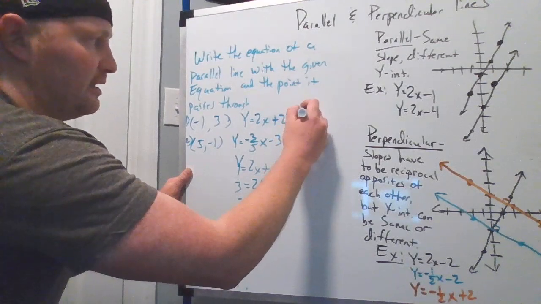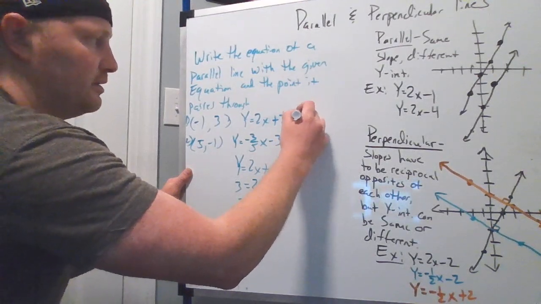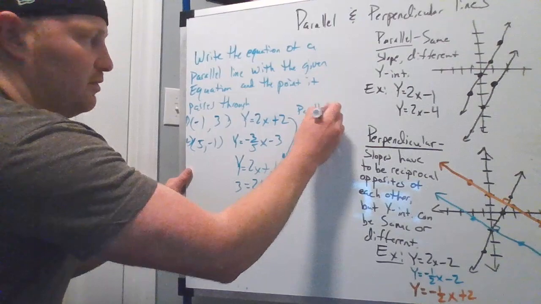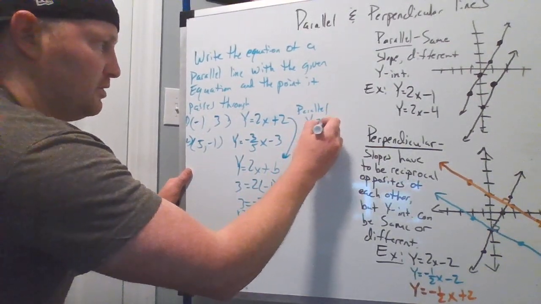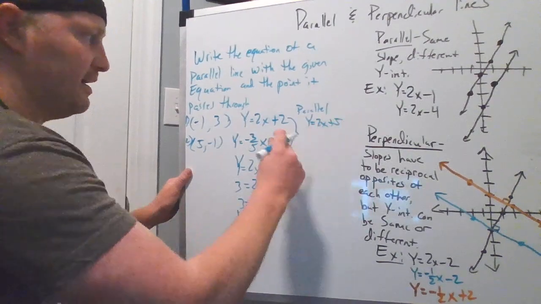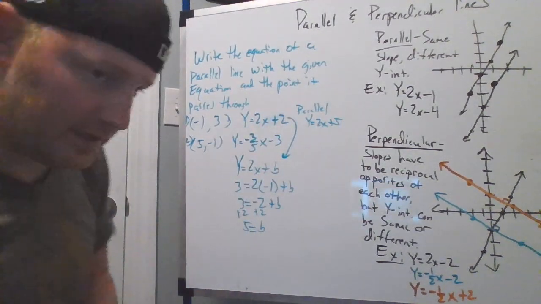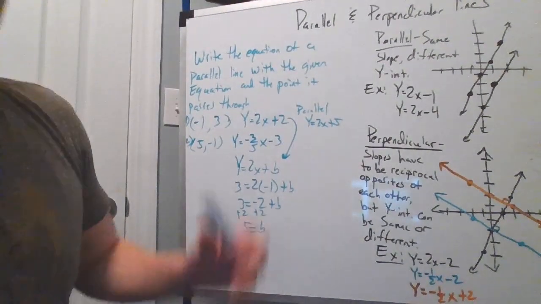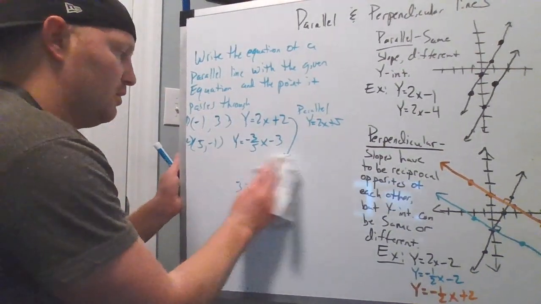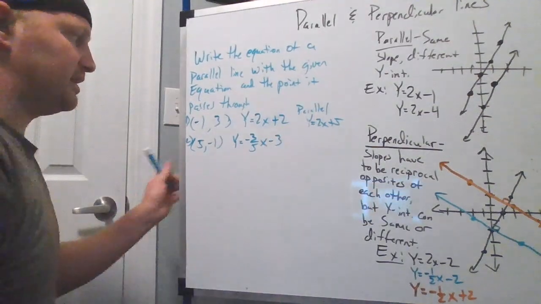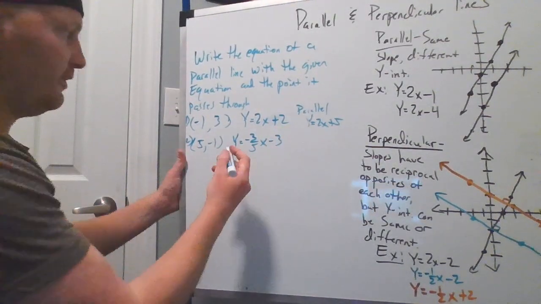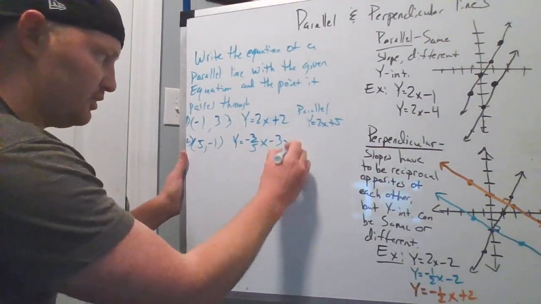So a line that is parallel to this point happens to be y = 2x + 5. There you go for that. And let's do one more example, and hopefully this clicks and makes sense for you. So, going further, let's do the same thing for this one.